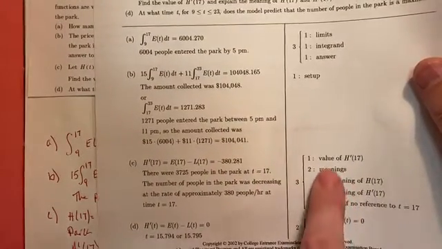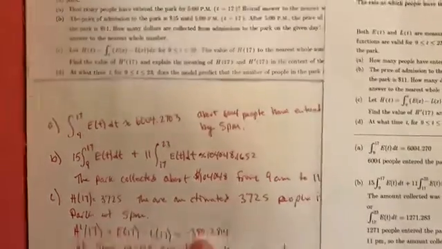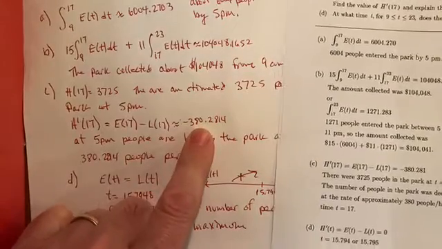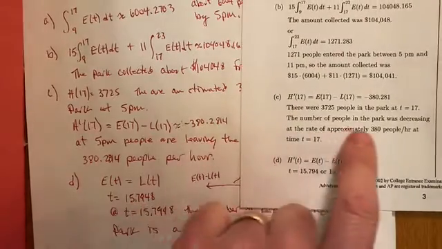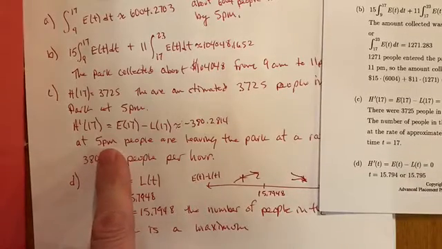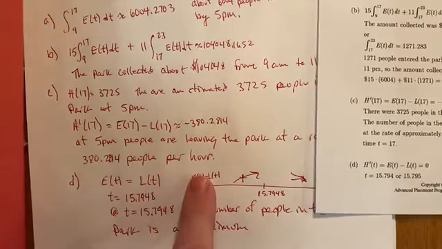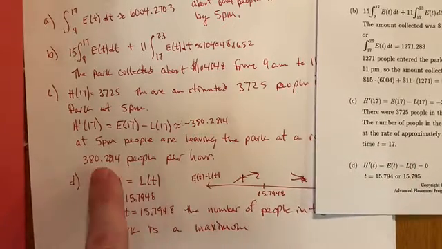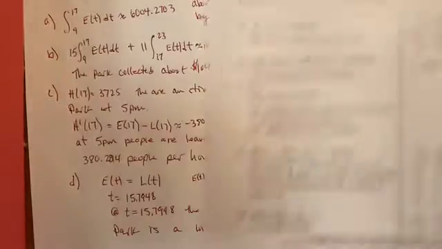Meaning of H of 17, so there's the point right there. And H prime of 17 is negative 38.281, and that's what we had. And the meaning is the number of people in the park was decreasing at a rate of approximately negative 38.281 at 5 p.m., at time equals 17. So I said at 5 p.m., but it's the same time. And they did round to the nearest person, but this does not say round to the nearest person. I don't think we lose because it doesn't say that we need to.